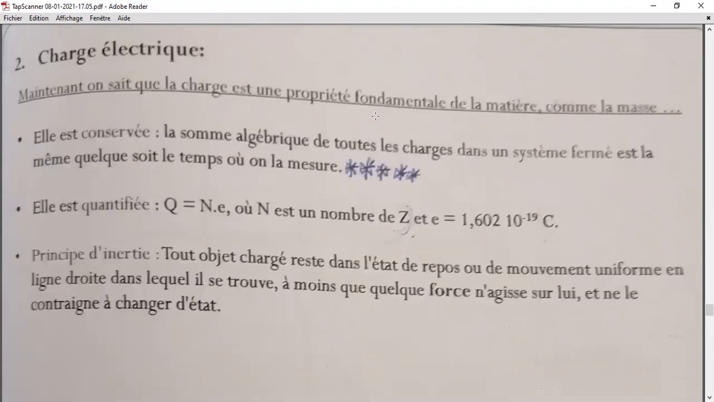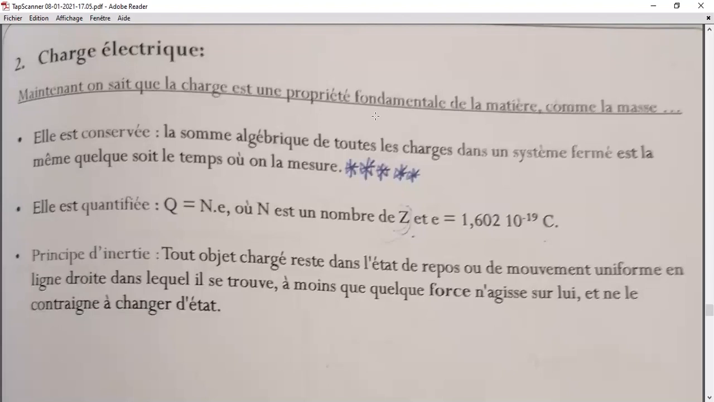We have also looked at the quantification. The quantification basically is that formula, which I can say is not really important. Q is equal to N times e, where N is the number of Z, Z being the number of protons and the number of electrons, and where e is the elementary charge.